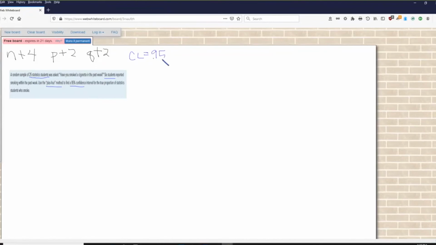So with this one, we're given a confidence level of 0.95. That tells us our z-score is going to be 1.96. We have a random sample of 25 students and a success count of 6. Now we're going to take n plus 4. So instead of 25, we take 25 plus 4 to make our sample size 29.